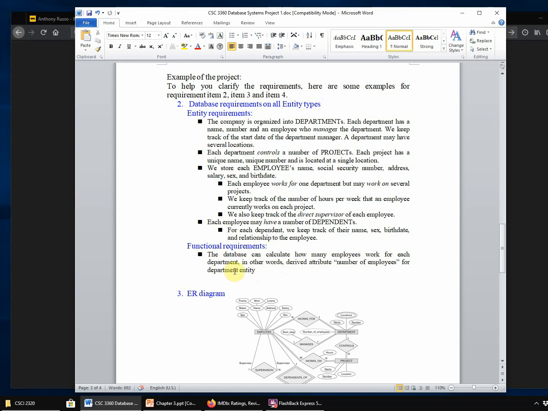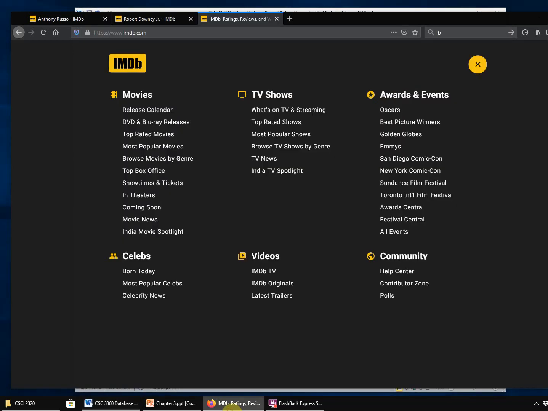And how those things are achieved can be briefly described. For example, again, if we look into the movie, and this is actually not very hard for the functional requirements, say in theaters, or coming soon. As long as your database has a release date, you will be able to do these kinds of things.